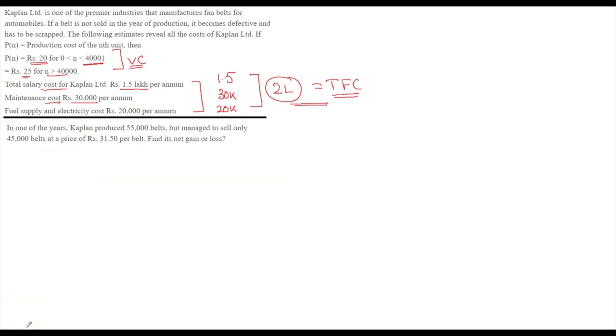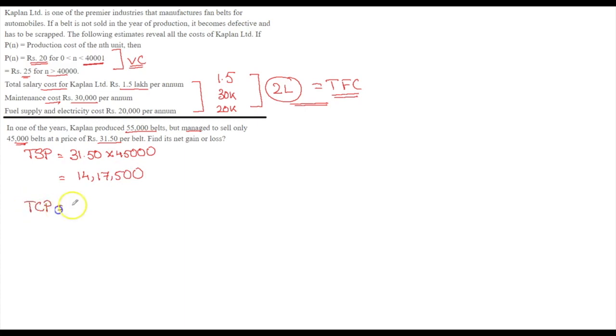Let us now look at the final question of the set. Now, in one of the years, Kaplan produced 55,000 belts, but only managed to sell 45,000 of them at a price of 31.50 per belt. We need to find the total gain or loss. So first of all, let us calculate the total selling price. This is equal to the selling price of one unit, that is 31.50, into the number of units, that is 45,000, which is equal to 14 lakh 17,500.